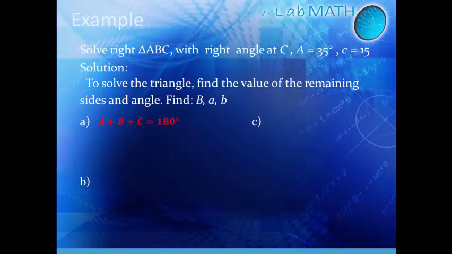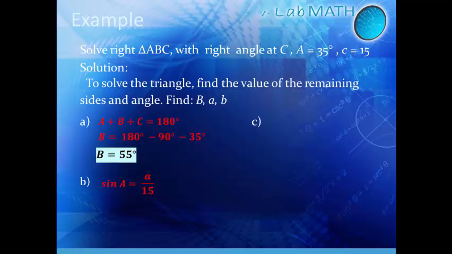Let us have here finding for the acute angle B. We know already that the sum of the three angles in a triangle is 180 degrees. We will be using that theorem, so A plus B plus C equals 180 degrees. Solving for B, B equals 180 less 90 less 35 degrees. B measures 55 degrees.